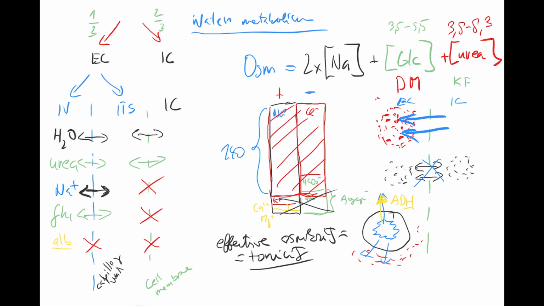Because of course, there's going to be a membrane with different features, like for example the capillary wall. So the only thing which makes effective tonicity in case of these substances is which one?